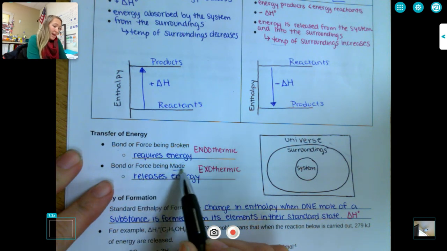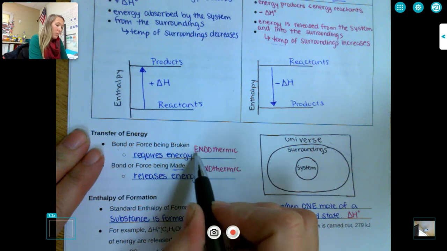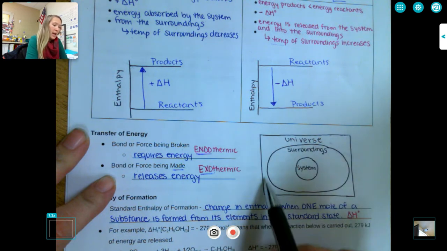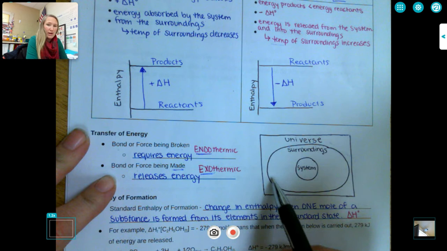However, bonds being made releases energy. They're like, oh, thank goodness, I'm bonded. I'm where I want to be. They release their energy. So again, breaking bonds, endothermic, requires energy. Making bonds, exothermic.